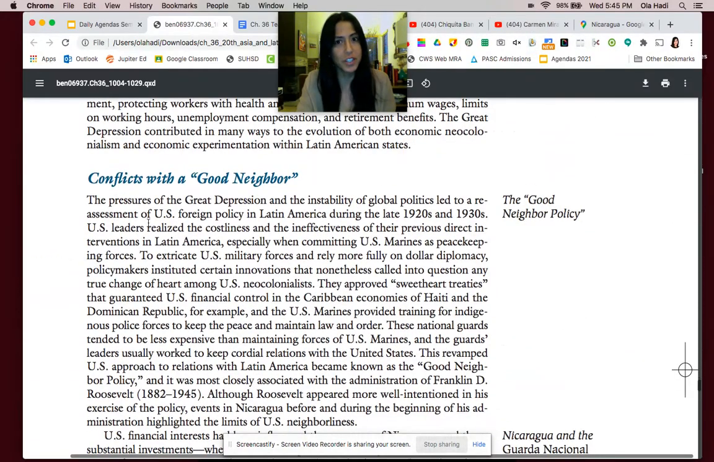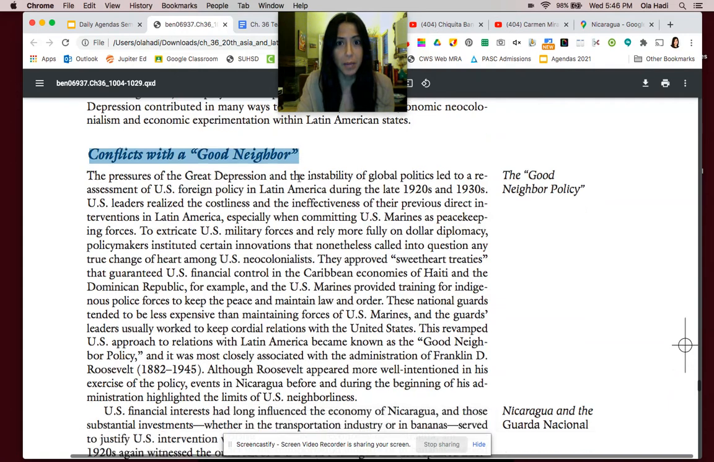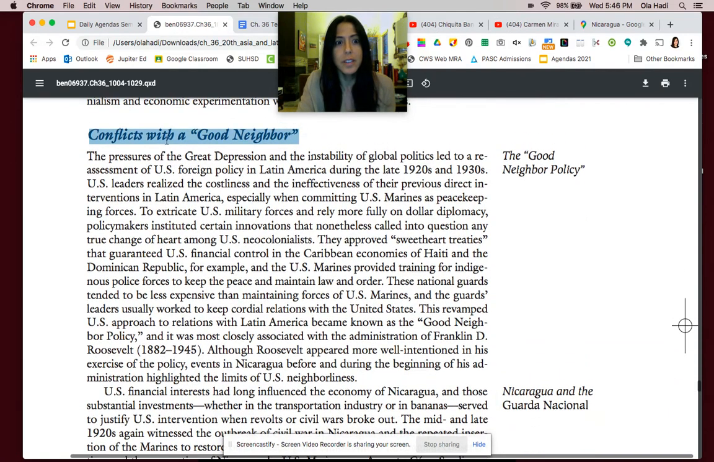We're going to use the Traditions and Encounters textbook by Dr. Bentley to look at the last part of the reading under this heading, Conflicts with a Good Neighbor, together. So this is a section that's dealing with the U.S. policy changing towards Latin America.